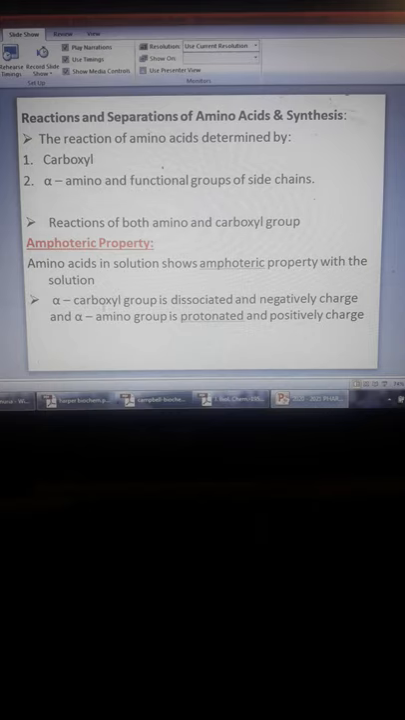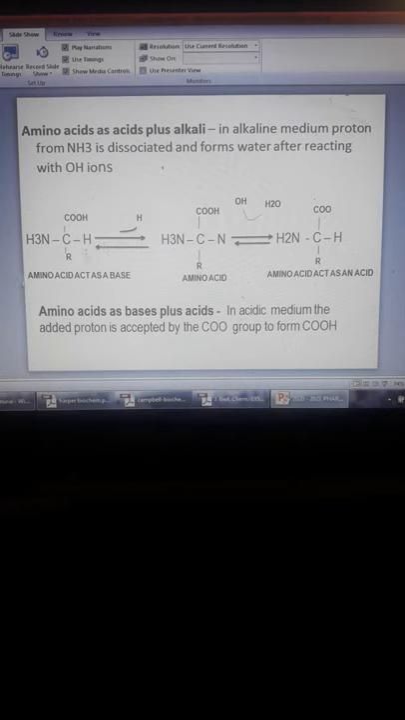The alpha carboxyl group is dissociated and has a negative charge because of the presence of two oxygen atoms, while the amino group is protonated and is considered to have a positive charge. Okay, so if you try to see amino acid as acid plus alkali, in the alkaline medium, the proton in NH3 is dissociated and forms water after reacting with the hydroxyl ion. So during the reaction, the ammonia can be dissociated, then react with OH, and it will form water.